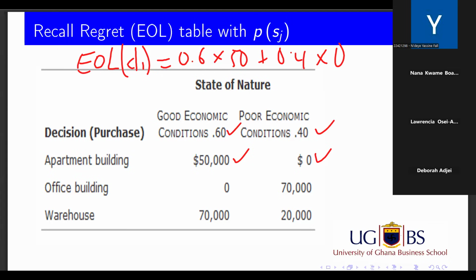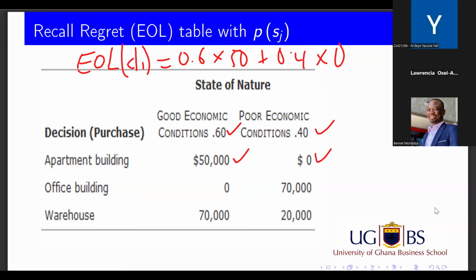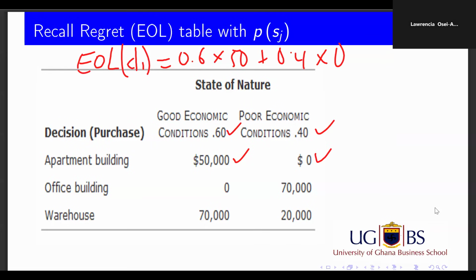So let's go to, let me see whether there are some new names. Bennett. Yes, please. So the expected opportunity loss for D1 is 30, that for D2 is 28, and for D3 is 50. So if you have to make a decision, which one will you use to decide? D2. Why? Because that is the lowest opportunity loss. Okay, very good.